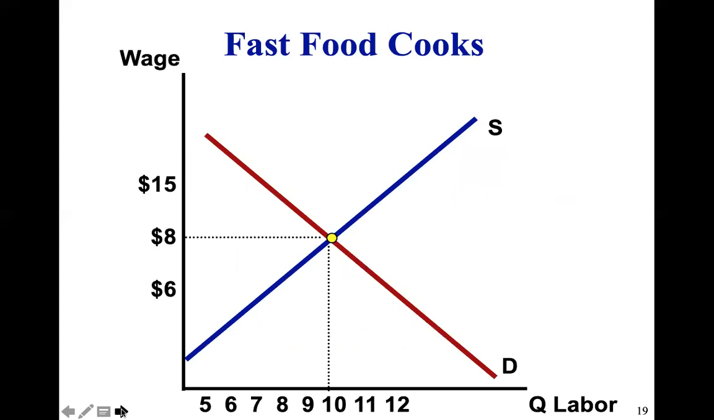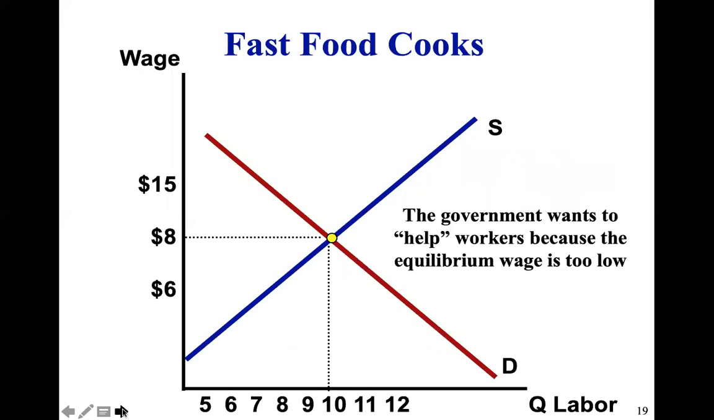Okay, so let's analyze a minimum wage as a traditional wage floor. Let's look at the market for fast food cooks. And as you can see, in this market for fast food cooks, all workers would be paid $8 an hour, and we would have 10 workers or 10,000 workers employed in this particular market, whatever it is. Let's just say 10 for the sake of simplification here.